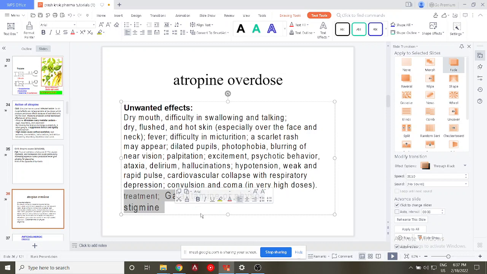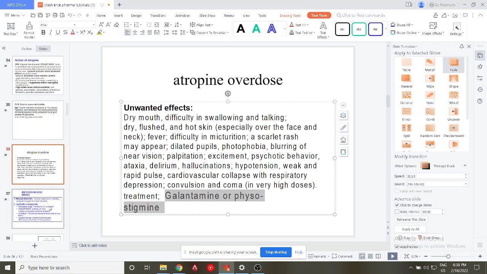Who can remind me of the mechanism of action of galantamine or physostigmine? Anyone, please, very fast. Mechanism of action of this drug. Guys, they prevent acetylcholinesterase from breaking down acetylcholine. Yes, that's correct. So it's an indirect cholinergic drug, or an anti-acetylcholinesterase drug.